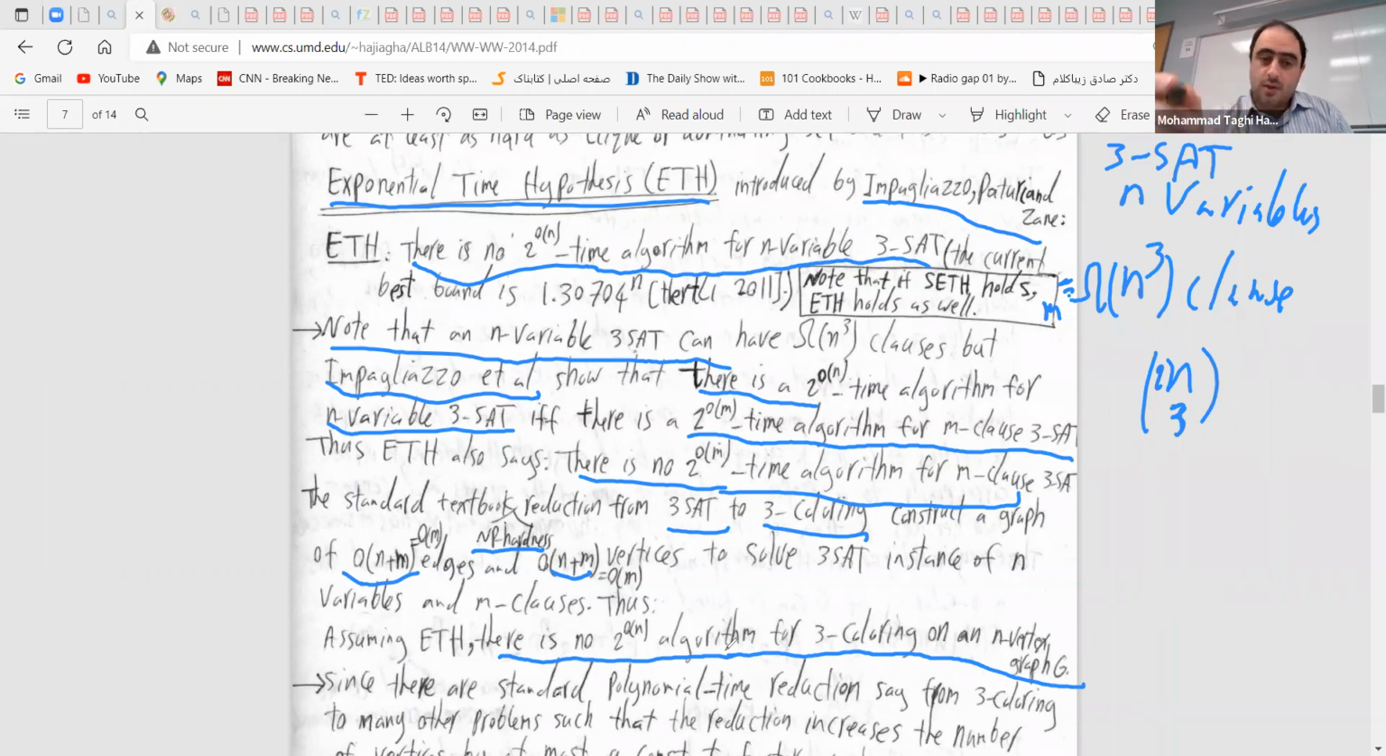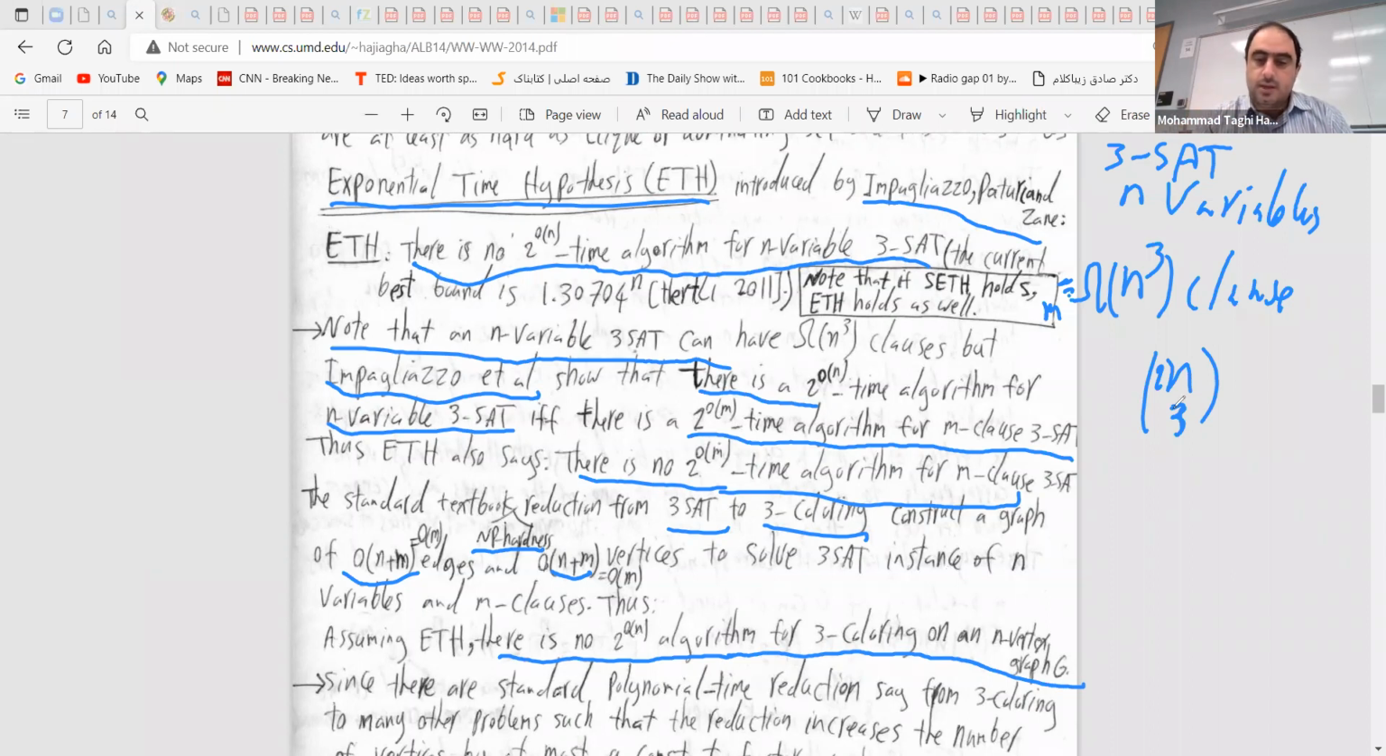So what is the result or the summary of the discussion? It says that there is no 2 to the little o of n time algorithm for 3-coloring of an n-vertex graph. This comes from the ETH. So in some sense, this problem talks about SAT. From SAT, we are going to coloring, and in particular, 3-coloring. And we say that there is essentially nothing better than 2 to the n for this problem.